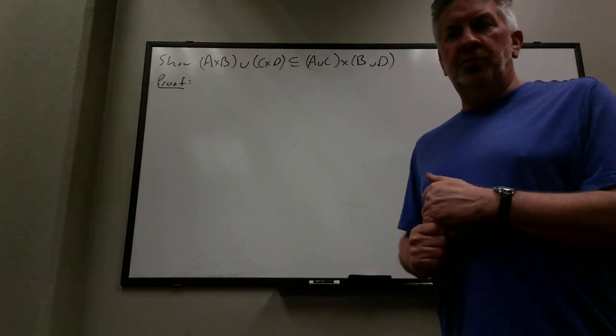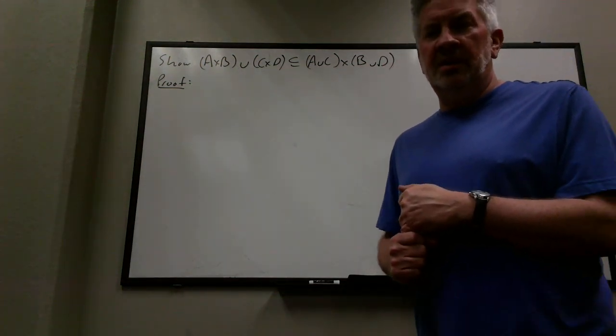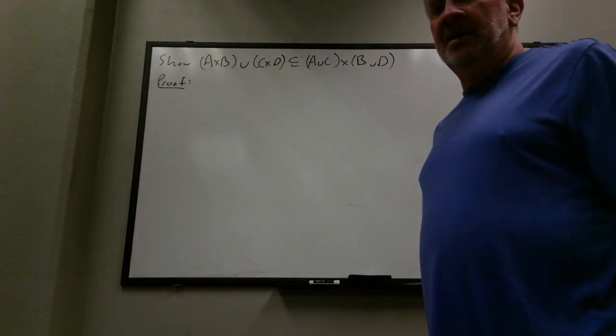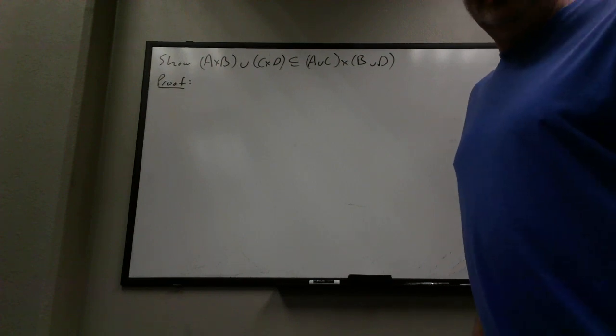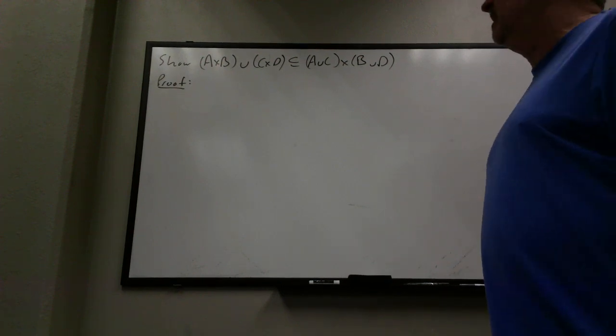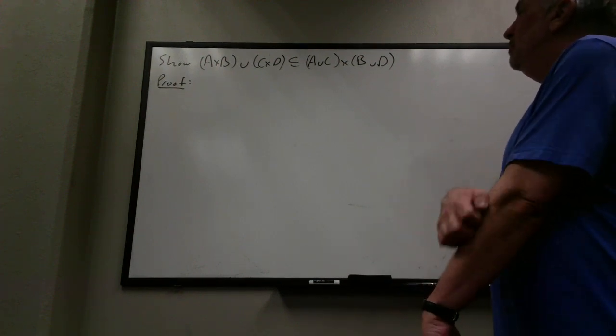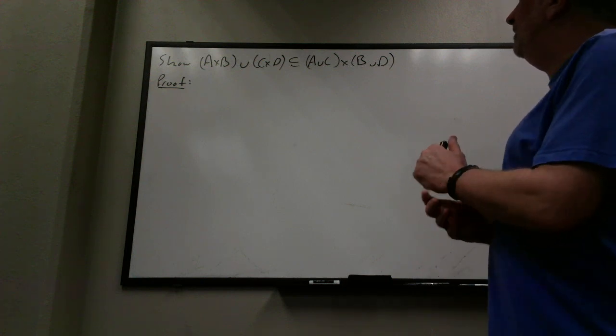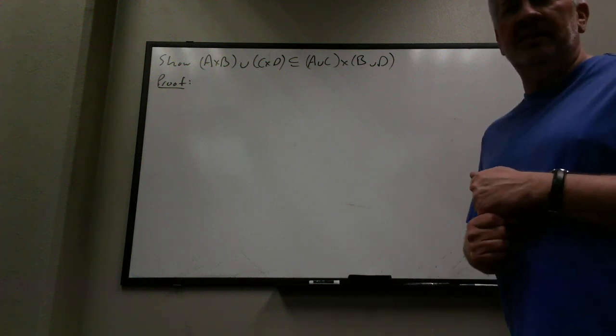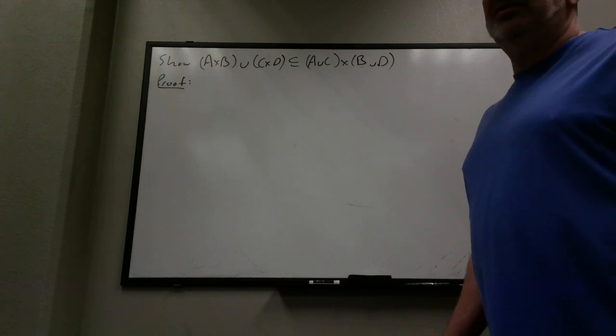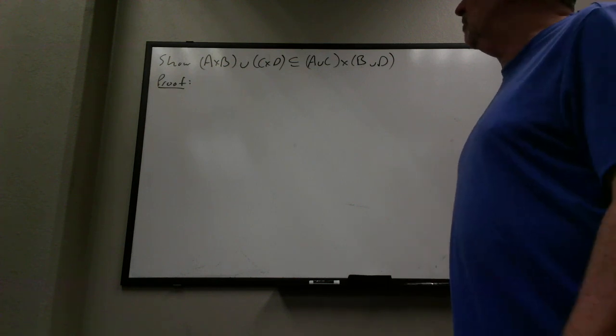Okay, we still have two problems left to cover in section 4.6 on proofs involving Cartesian products of sets. So this number 69 says let A, B, C, and D be sets. Then (A cross B) union (C cross D) is a subset of (A union C) cross (B union D). Before we get into a proof, let's think about what each of these sets looks like.